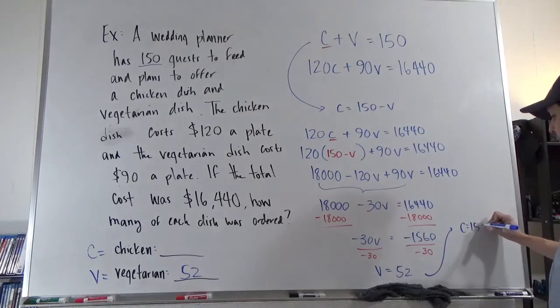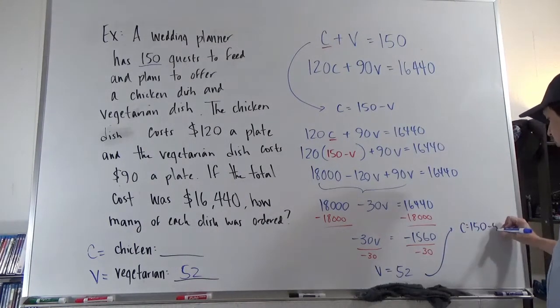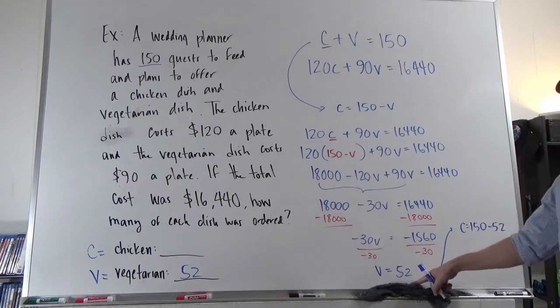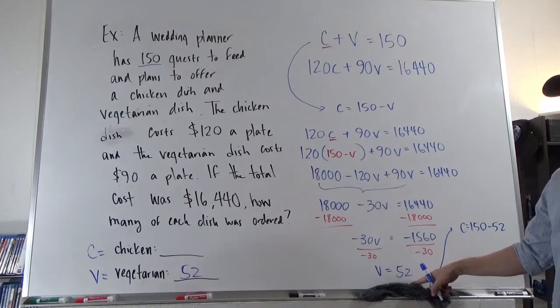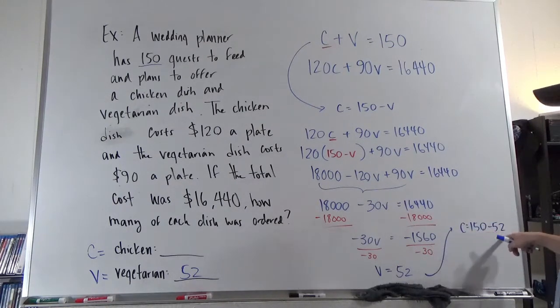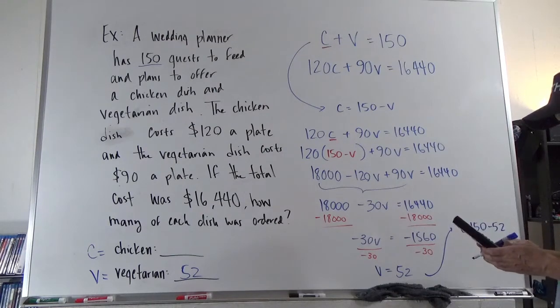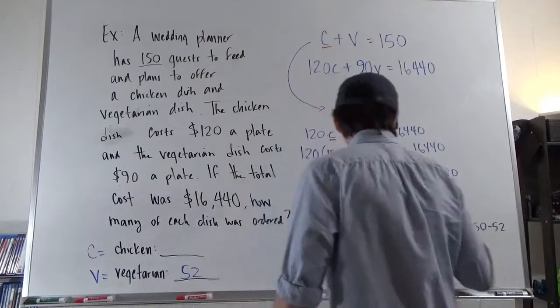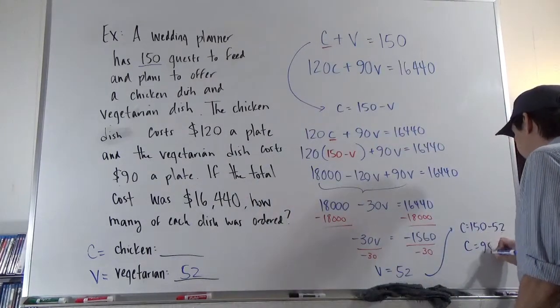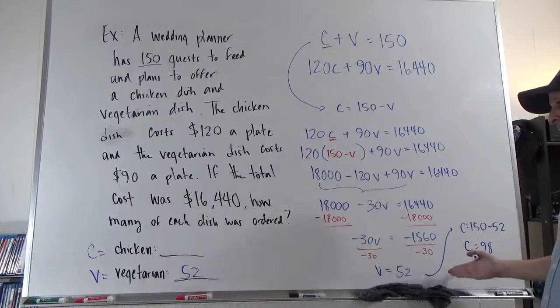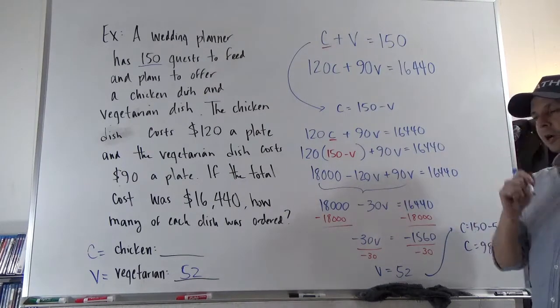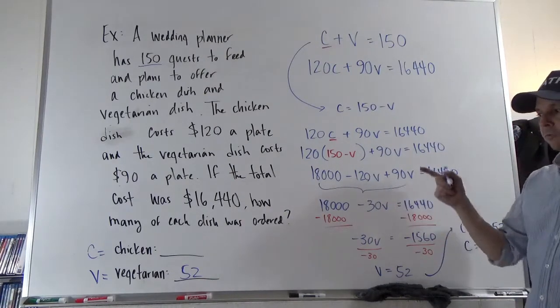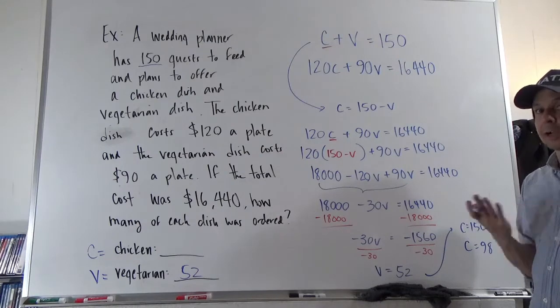C is equal to 150 minus 52, which makes sense, because if you have 52 vegetarians, the number of chicken people are just the rest of them. 150 minus the vegetarians leaves you with 98 chicken people. C is equal to 98. And if you use X and Y at the end, ooh, a lot of times people put it in the wrong place. Having 98 vegetarians and 52 chicken people is the wrong answer, and it's very different.